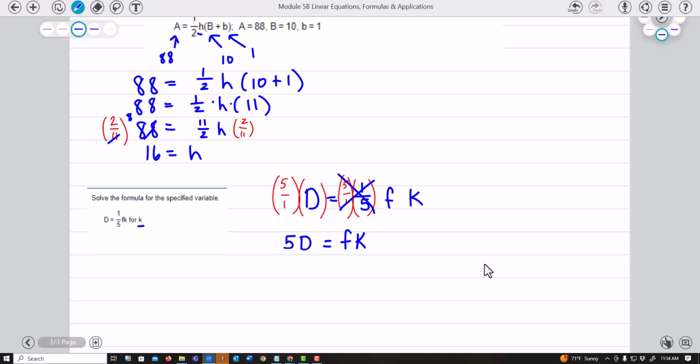that all cancels, fk, and I'm solving for k. So in this case, I would just divide both sides by f. And that would be it. Oops, I wrote the d first. 5d over f equals k.